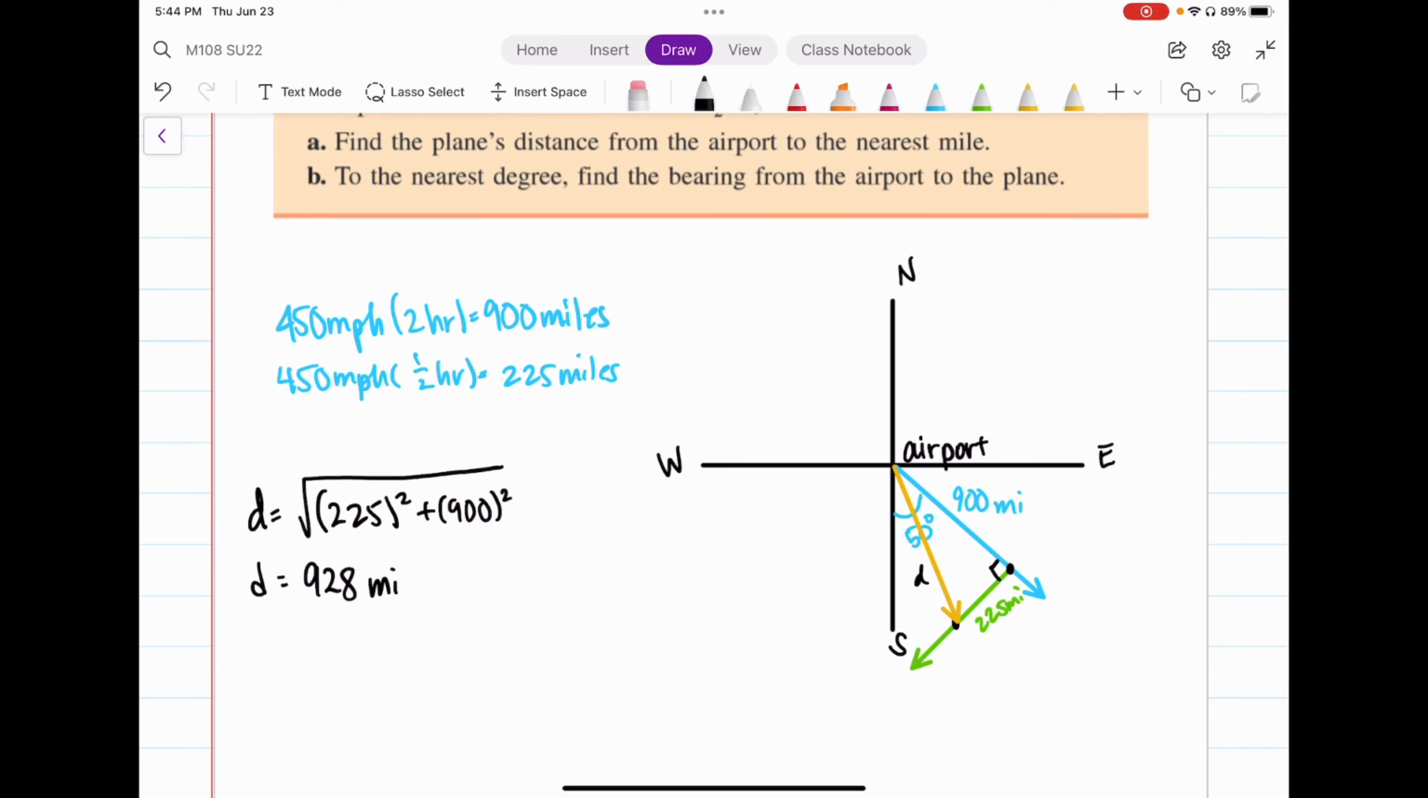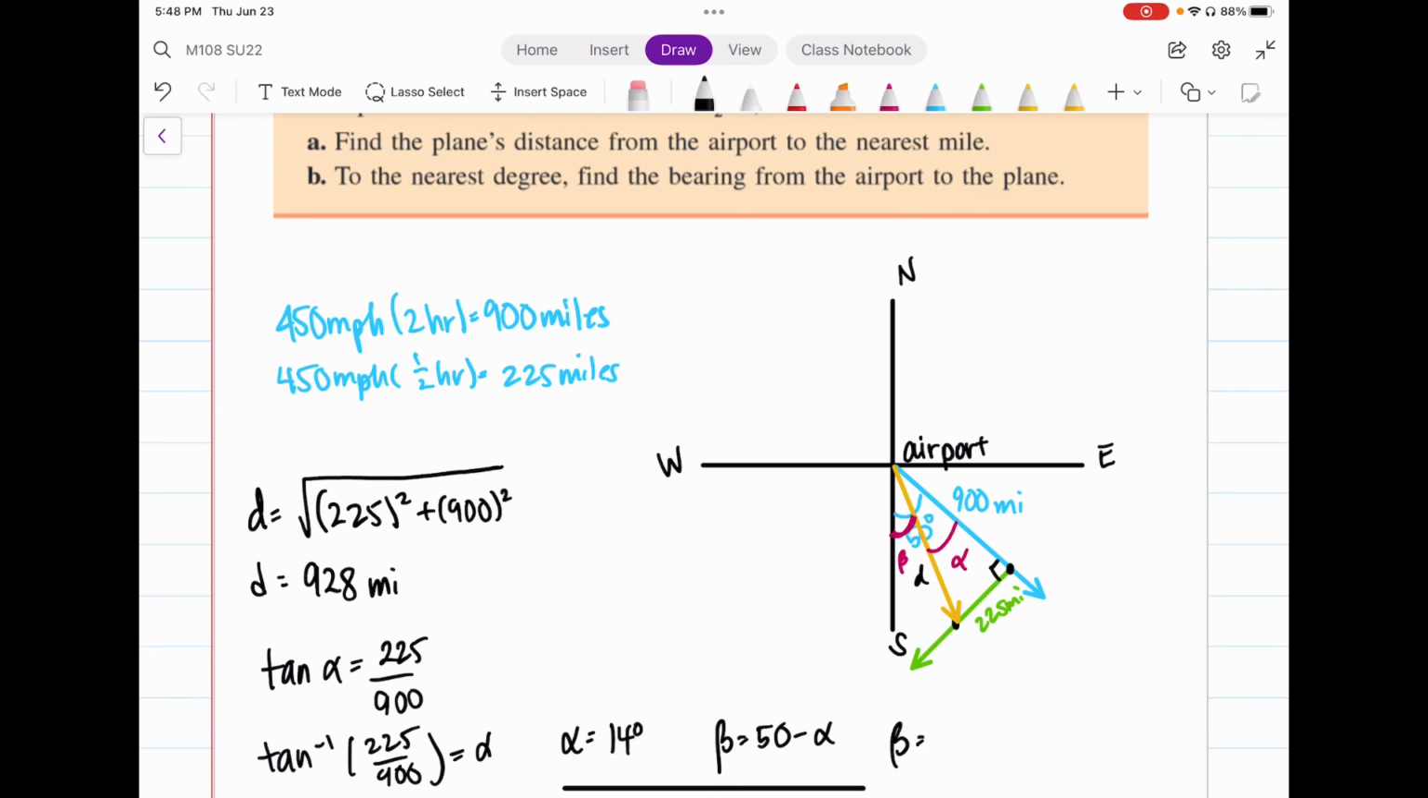Then the bearing for this is going to be found by determining this angle right here. If we find the tangent of this angle alpha right here, we know that alpha, and let's call this beta, the angle that we're trying to figure out, sum to 50. That's one approach. We know that it has to sum to 50 because of our original bearing. The tangent of angle alpha is going to be equal to 225 over 900, or the inverse tangent of 225 over 900 is going to be equal to alpha. Alpha is about 14 degrees because we're rounding to the nearest degree. Then beta is going to be equal to 50 minus alpha, or 50 minus 14, which is 36 degrees.